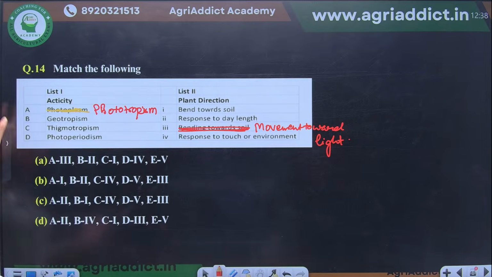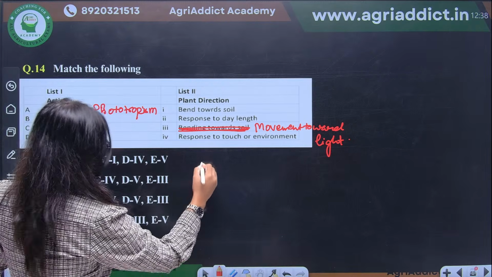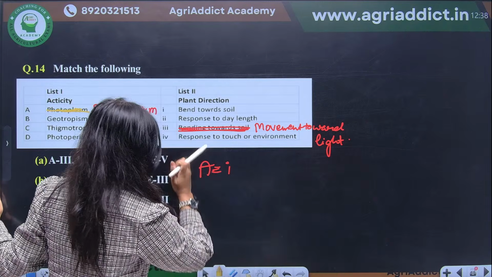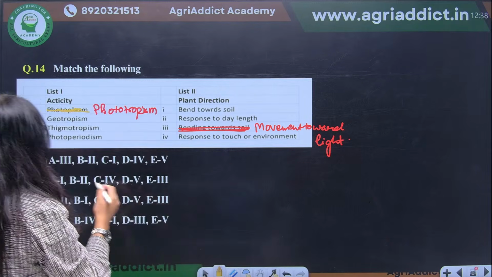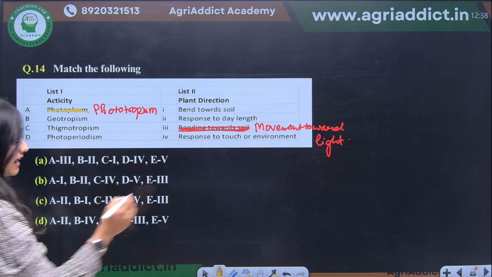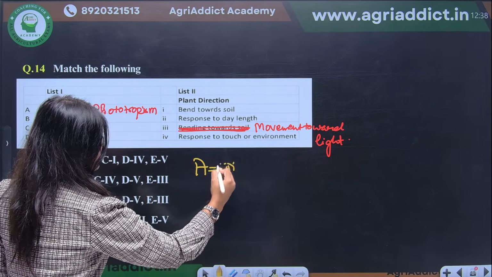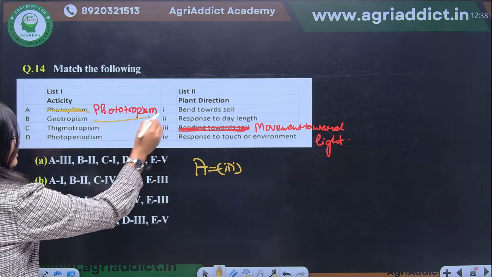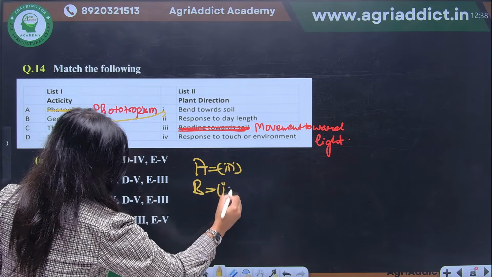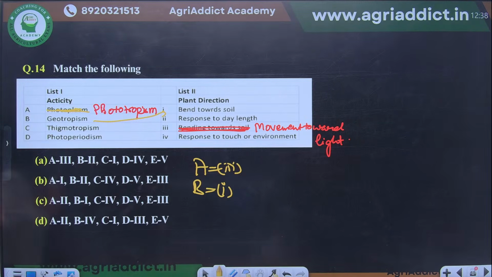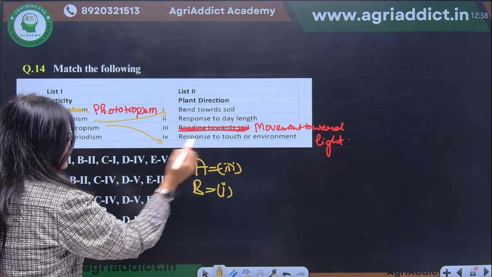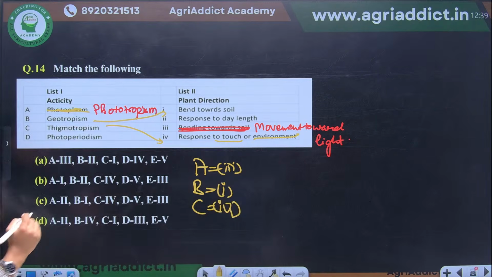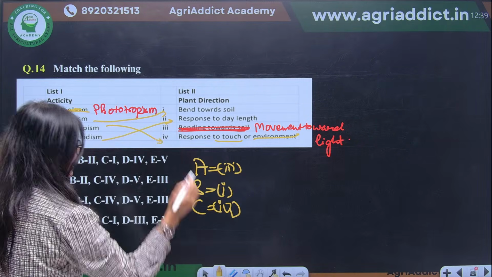Okay, so here it is a little like this. So A will be ours. What is phototropism? Movement toward light. What about geotropism? Geotropism is movement toward soil. What is thigmotropism? Thigmotropism is response towards touch and environment. What about photoperiodism? Response to the day length.